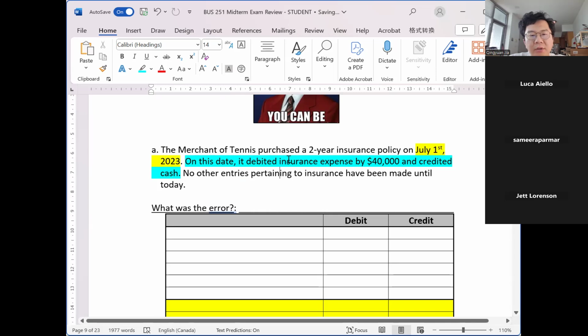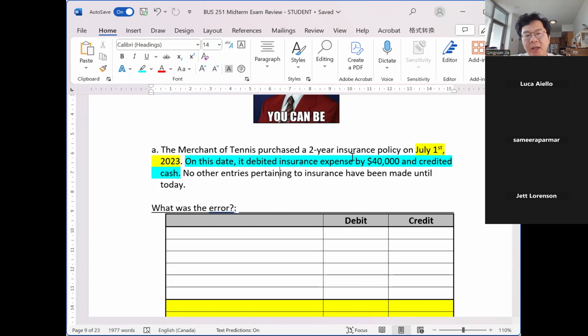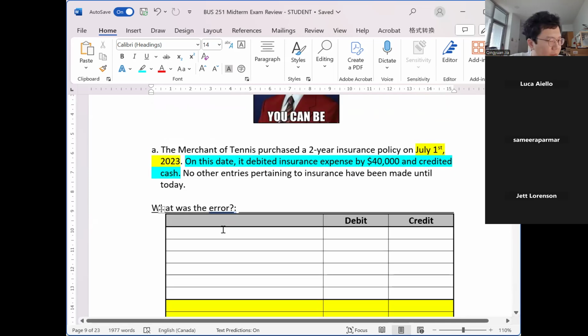this insurance should be in the prepaid expenses because they paid for the following 2 years, and these 2 years of insurance have not happened yet. So it is not an expense. An expense is something that already happened. You already enjoyed the service, or you already spent your money, and this is an expense. So this is the mistake.